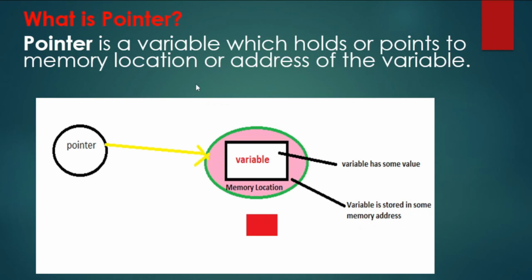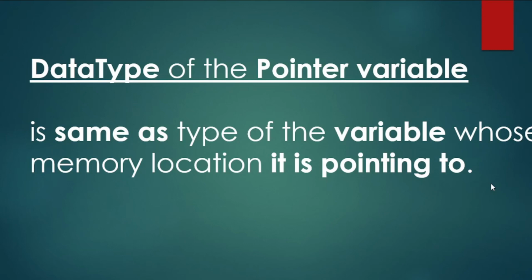Now, according to this definition, this pointer points towards the address of this memory location. But this variable has a certain value, that is what this variable is storing here. So here there is a value, and this value is stored under a certain address, and that address is pointed to by this pointer variable. Now, what should be the type of that pointer variable?